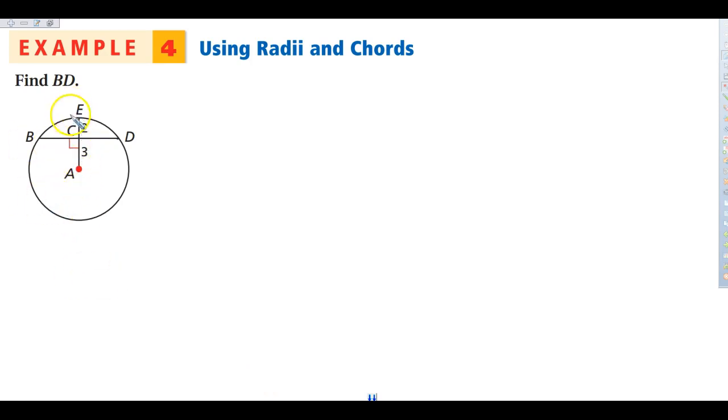If I have segment AE is a radius. All right, my radius is perpendicular to the chord. So this is that last set of theorems we were looking at that says that these are going to be the same length. So if we can find one of them, then I can find the length of BD by doubling the length. All right? Now, my radius has a length of 5 here.